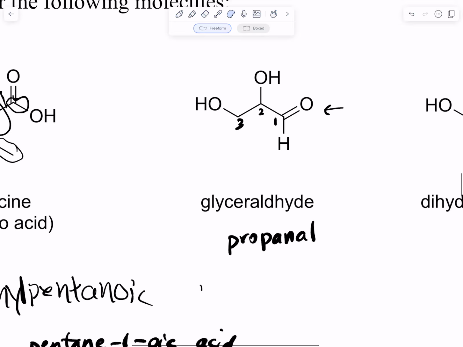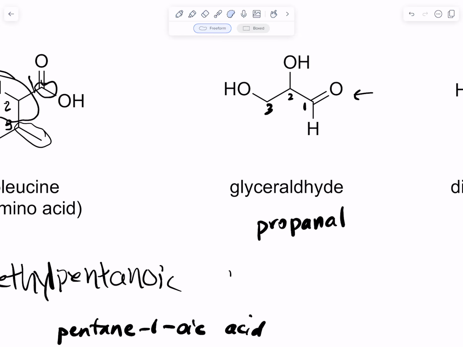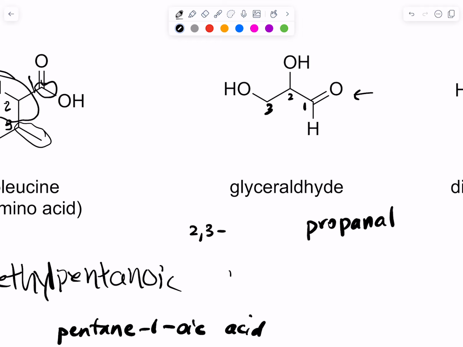All we need to do then is think about the other groups. Those are on carbons 2 and 3. Because there are 2 of them, we will write dihydroxy. 2,3-dihydroxypropanal. We don't do 2-hydroxy, 3-hydroxy. We do 2,3-dihydroxy.